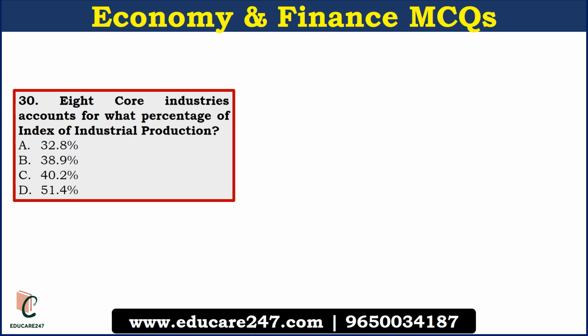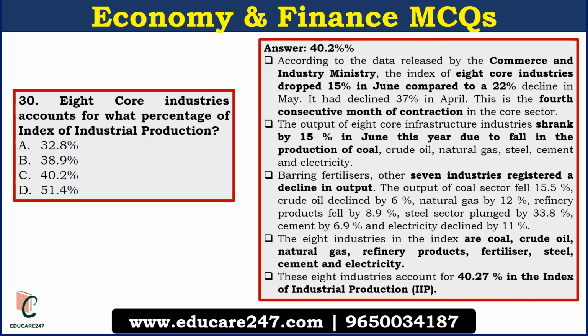The next question is, 8 core industries account for what percentage of the index of industrial production? The answer is 40.2%. According to the recent data released by the Commerce and Industry Ministry, 8 core industries dropped by 15% in June compared to 22% in May. In April, it declined to 37%. For the last 4 months, it has been declining. Except fertilizers, the other 7 industries registered a decline in output.